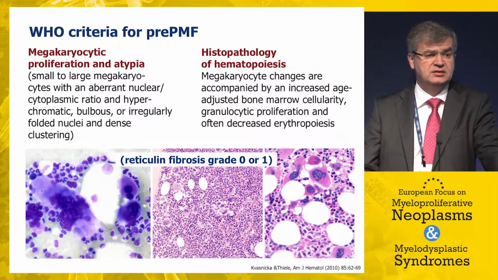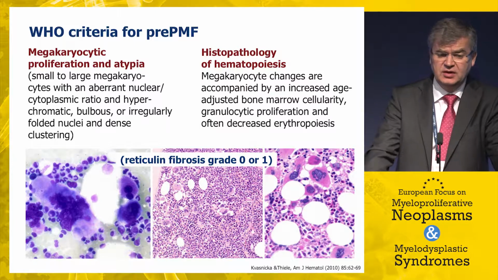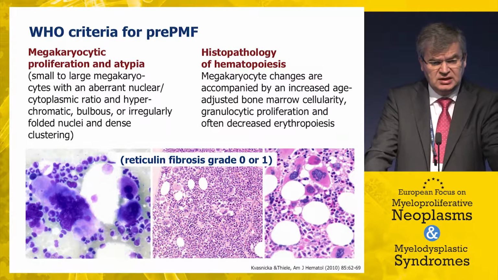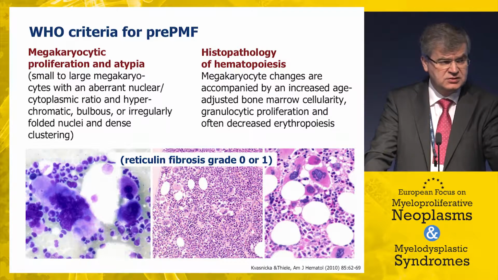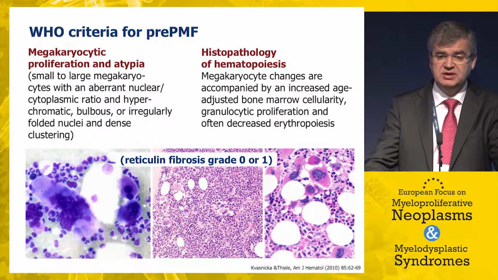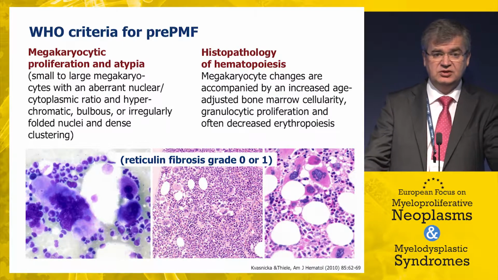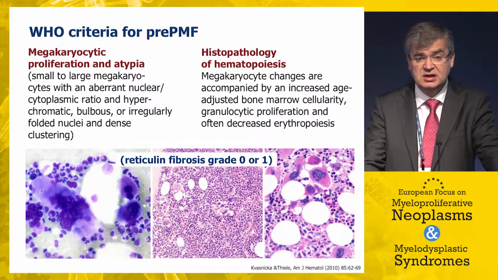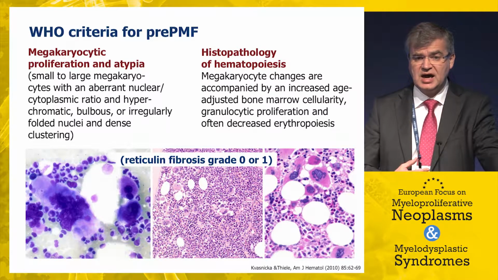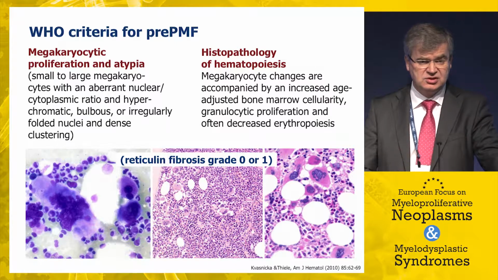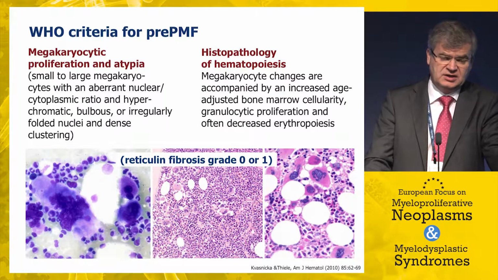The key to make the diagnosis of a pre-PMF is the bone marrow morphology. It's the morphology of the megakaryocytes, it's the proliferation, it's the atypia. This is unique to this subtype of MPN because in ET and PV we don't see atypical megakaryocytes. And it's not only the cytomorphology, it's also the combination to the abnormal histopathology, that means histotopography of the megakaryocytes.